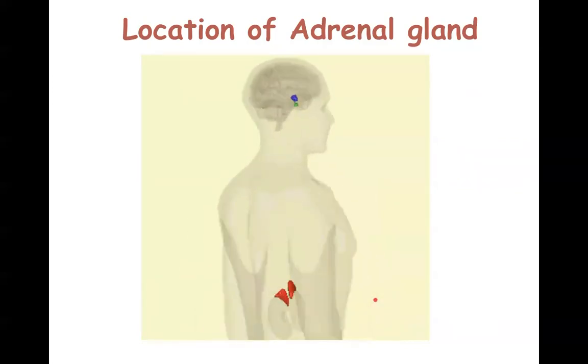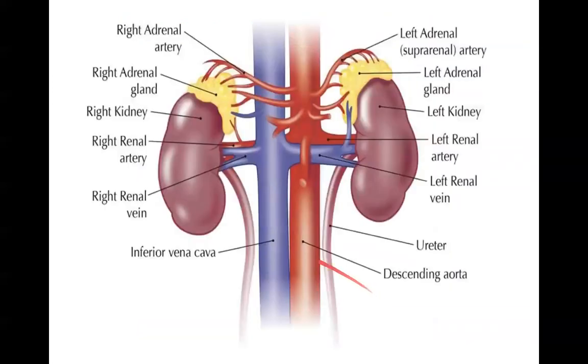This adrenal gland is placed above both the kidneys, and since the kidneys are not aligned in position, the right kidney is slightly lower to accommodate the liver. So the adrenal gland is also placed slightly lower, but the location of these glands is above the kidneys.